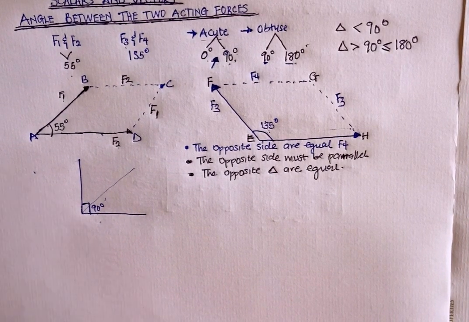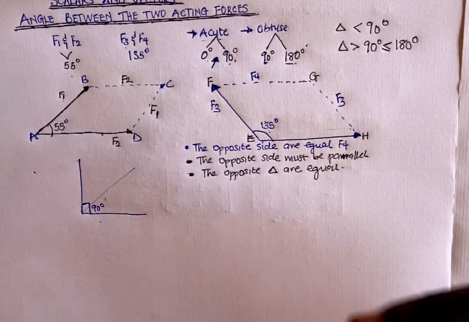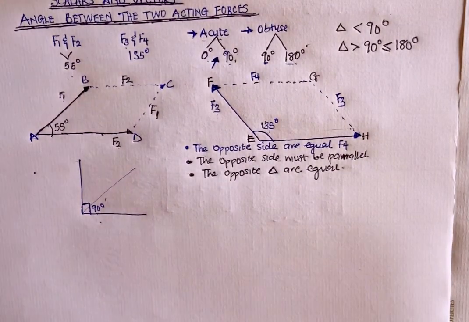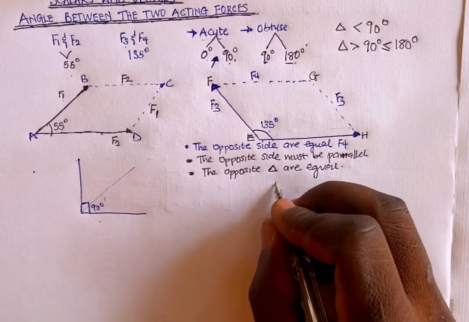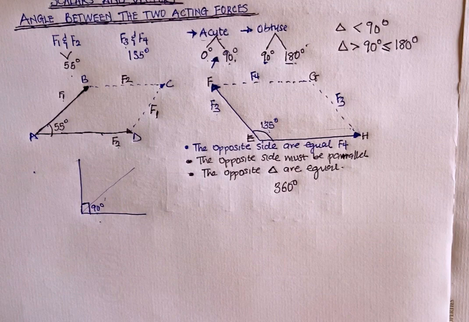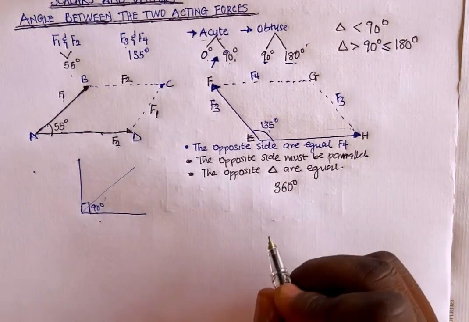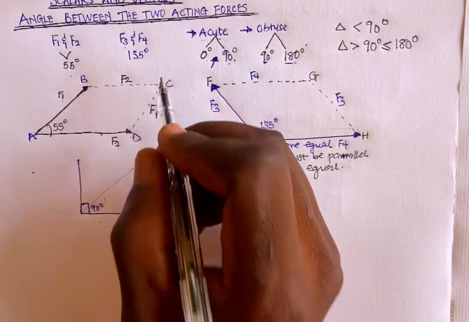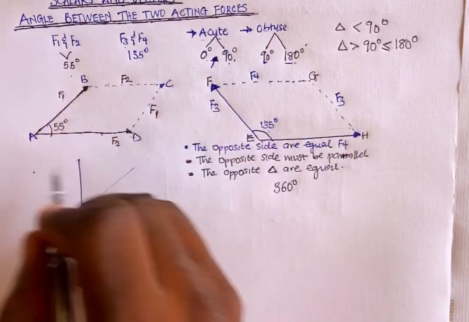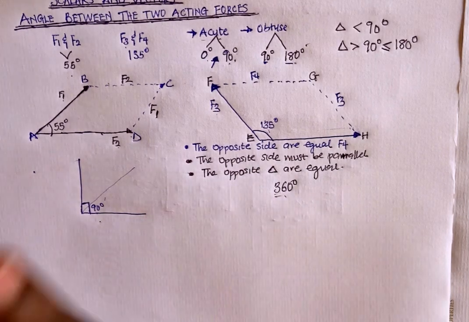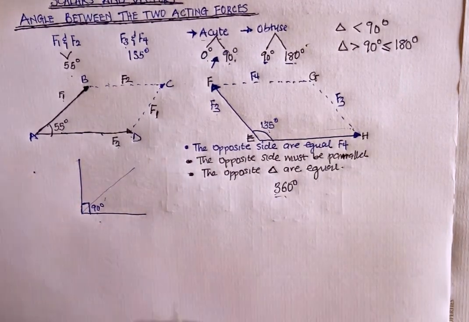Then, if the opposite angles are said to be equal, that means the sum of all the angles in a parallelogram must be equal to 360 degrees. Exactly. That means in this case, if this angle is 90 degrees, this is 90 degrees, this is 90 degrees, and this is 90 degrees, everything must be equal to 360.